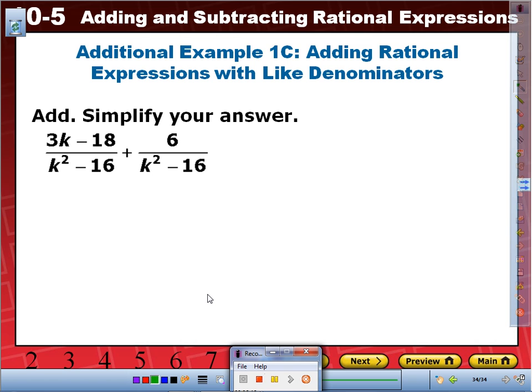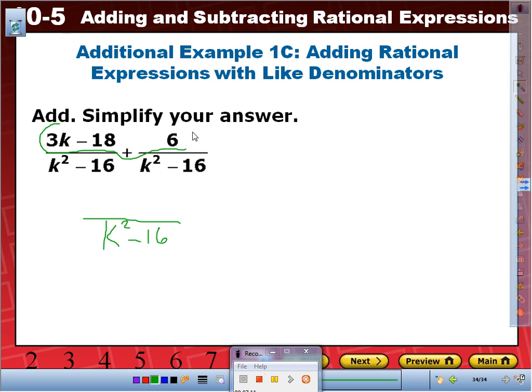Step 1, identify the common denominator, which is k squared minus 16. Now we add the numerator by combining like terms: 3k minus 12. From there, we need to factor both the numerator and denominator. So let's see. GCF for the numerator, 3, we're left with k minus 4.